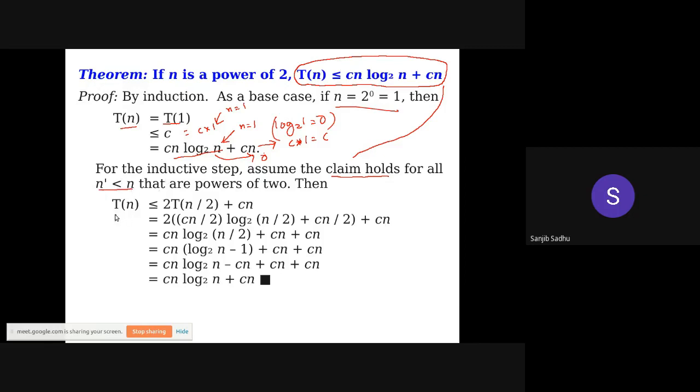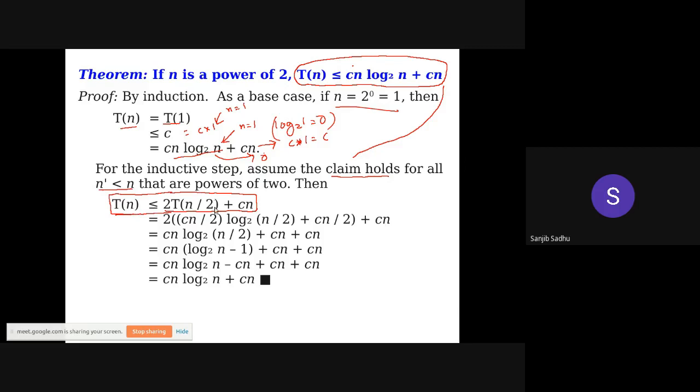So for Tn, I am not using this formula. Check what I will use. I will use that recurrence relation. It was given that Tn is less than or equal to twice Tn by 2 plus Cn. So now you see I am getting 2 Tn by 2 plus Cn. Now this n by 2 is less than n.